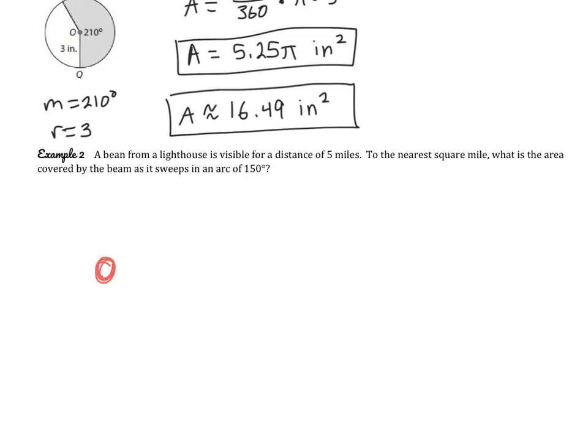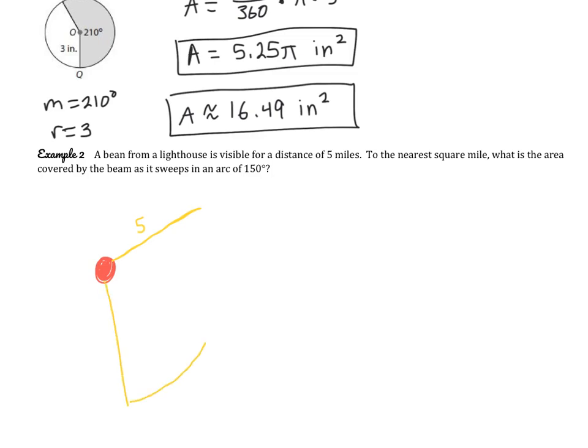This is our lighthouse from a bird's eye view. So I'm looking down at the lighthouse. So we know that the lighthouse can send out a beam like this, a beam of light. And it says that that beam is visible for 5 miles. And then imagine, in a lighthouse, they kind of swivel around the beam so it can reach more space. So this beam sweeps in an arc of 150 degrees.